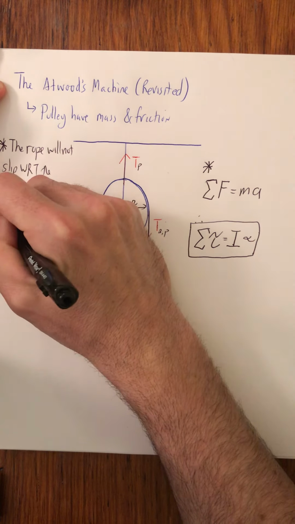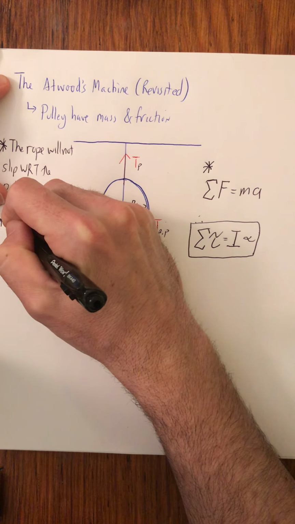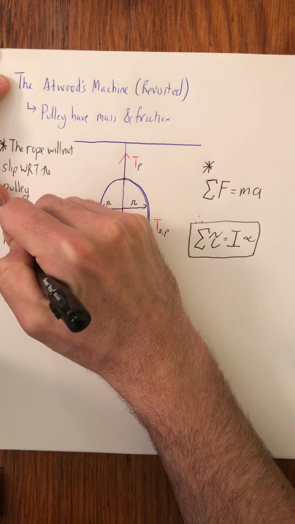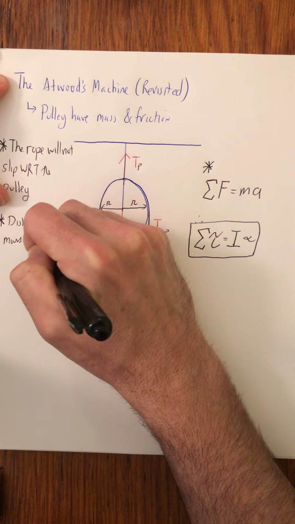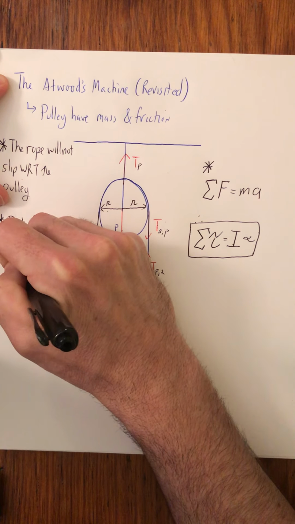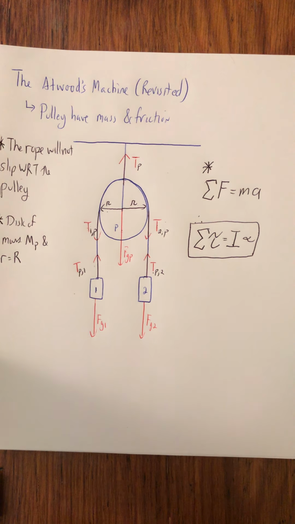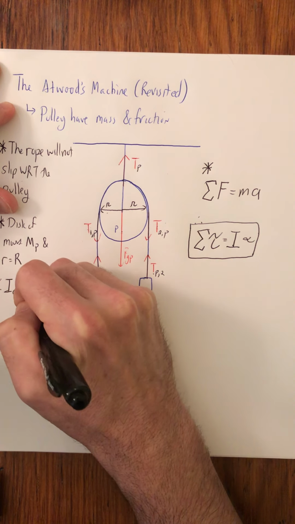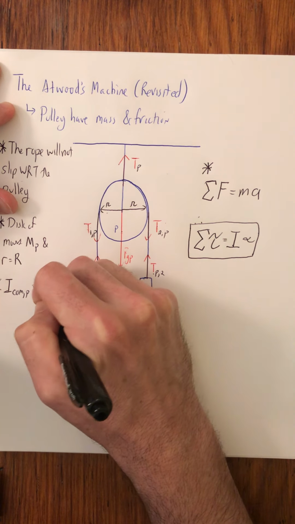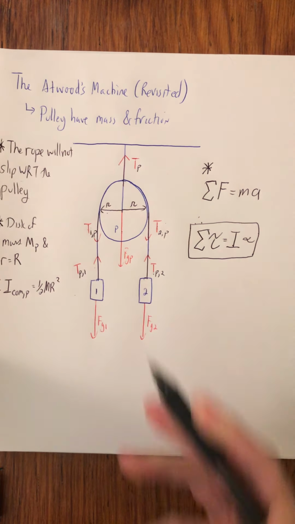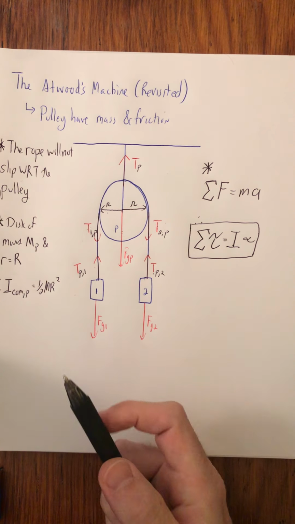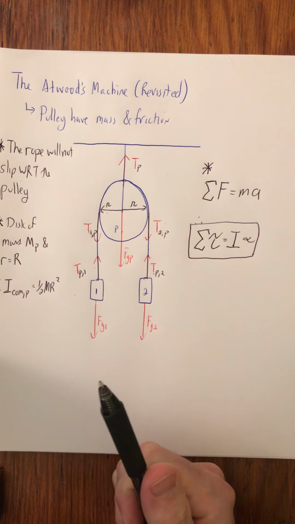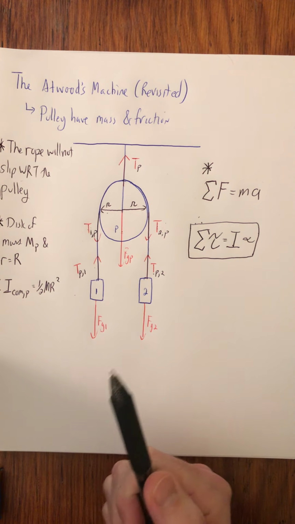Let's say a couple of other things about this. Let's say our pulley is a disc of mass M pulley and radius of capital R. Therefore, we know the moment of inertia about the center of mass of the pulley is just going to be 1/2 MR squared if this thing is a disc. If it's a hoop, it'd be MR squared. If it's some sort of weird spherical pulley, it would be 2/5 MR squared, whatever it is.